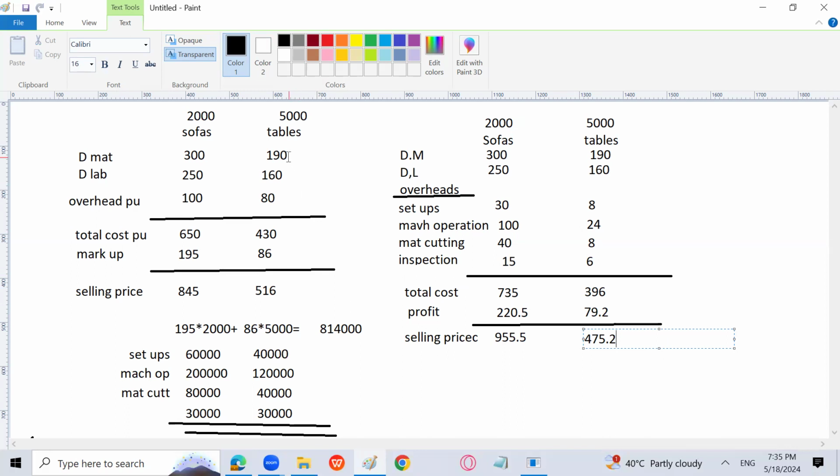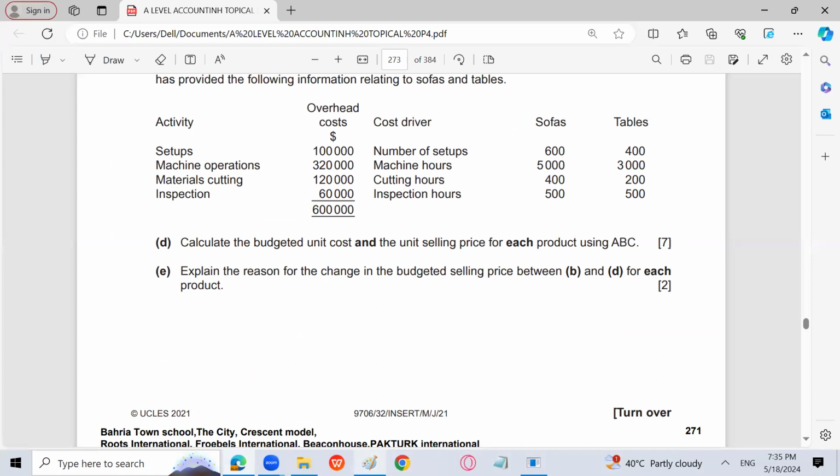But for tables, the cost was 430 in absorption costing, but for ABC it is 396. The cost has been reduced. That's why the selling price is also reduced to 475.2 rather than 516. So this is what we are going to talk about in our last part, which is of 2 marks. Explain the reason for the change in the budgeted selling price between B and D for each product.